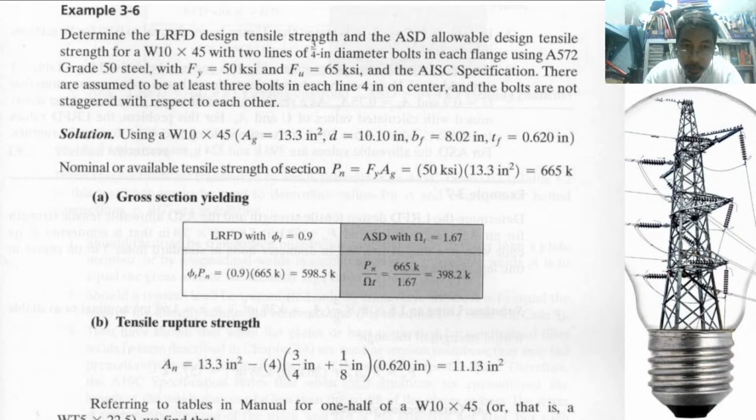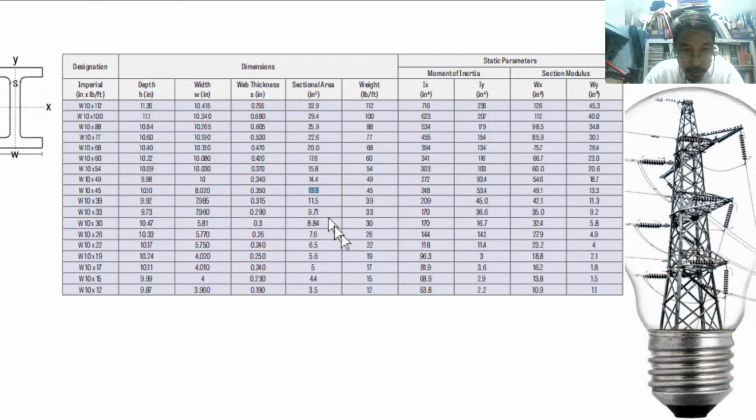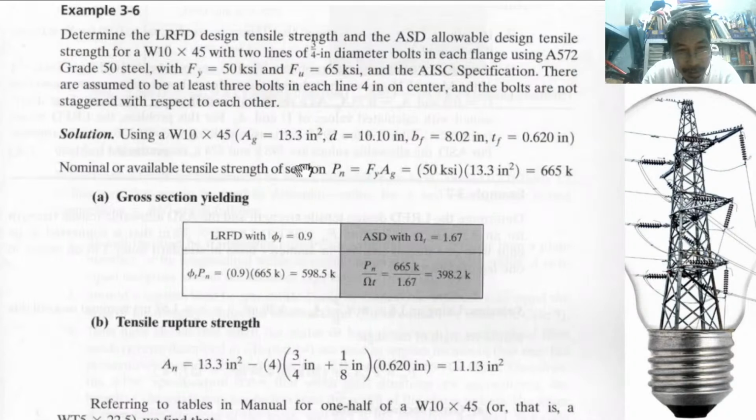So the area is 13.3, from the table. Why am I doing this with so much time? Just to show you the relevance. Because in the board exam and in real design, you are not given this. There's no one who will give you this.